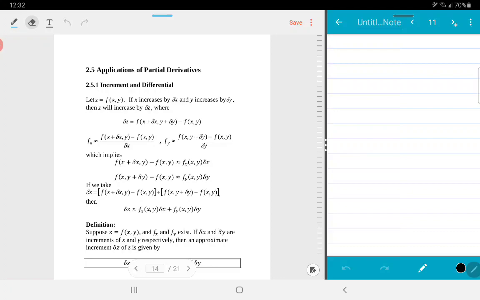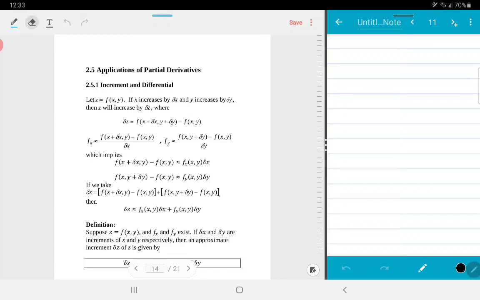Today's topic is on applications of partial derivative. The first application of partial derivative is increment and differential. Okay, let z equals f of x, y. So here, if x increases by delta x and y increases by delta y, then z will increase by delta z. So the increment of z, which is delta z, equals f of x plus delta x, y plus delta y minus f of x, y.